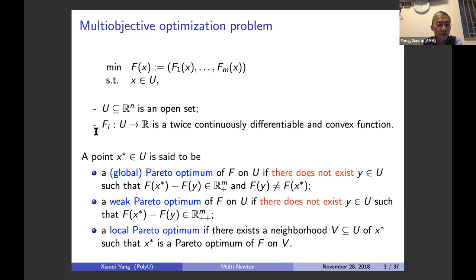For the multi-objective optimization problem, you can talk about Pareto optimal, weak Pareto optimal, or local Pareto optimal. So there are several kinds of solutions, which depend on the ordering cone. Here we only use the simple one, where the ordering cone is the positive orthant.